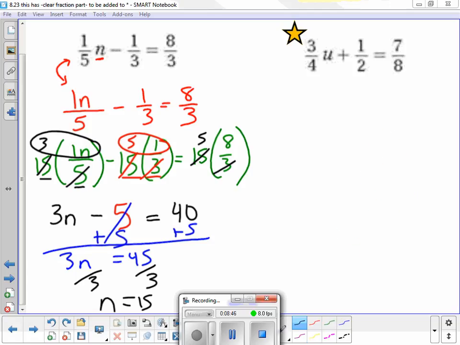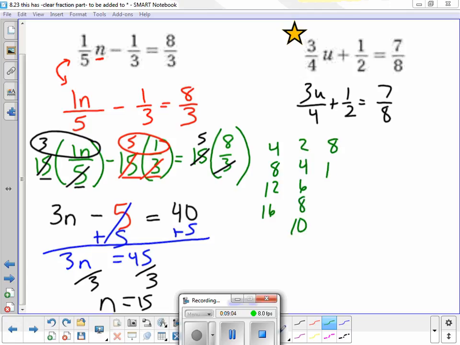All right, so now let's look at the next problem. So I have where I can put the u up top, but I have 3 numbers, so I have to see where all 3 of them overlap, 3 different denominators. So I say 4, 8, 12, 16, 2, 4, 6, 8, 10, 8, 16, and I say, whoa, wait a minute. Here's an 8, here's an 8, there's an 8. So the least common multiple is 8. So then I'm going to multiply everything by 8.